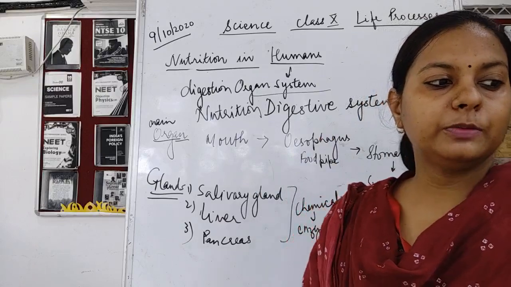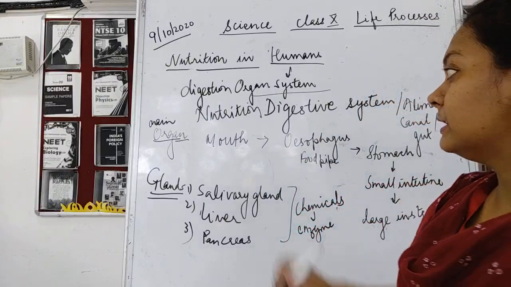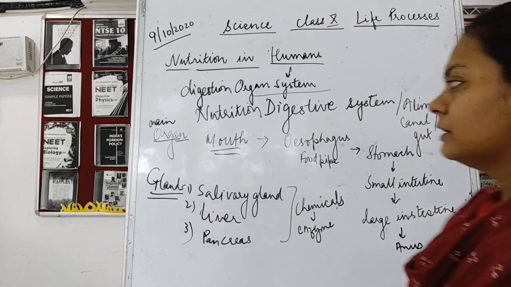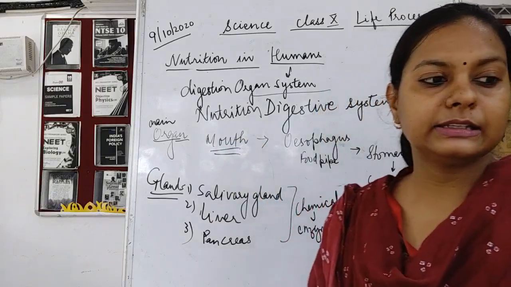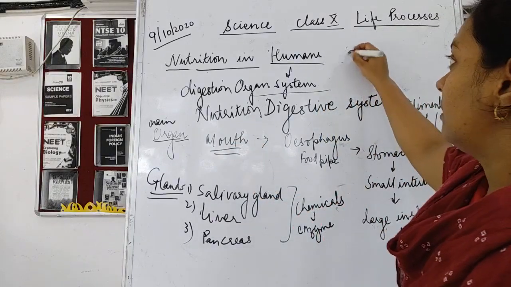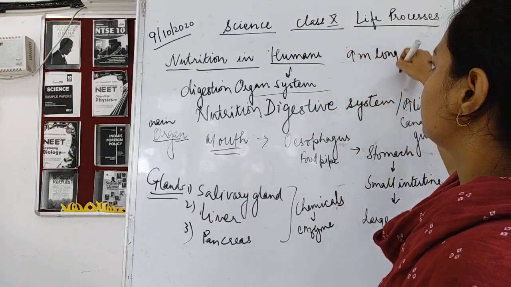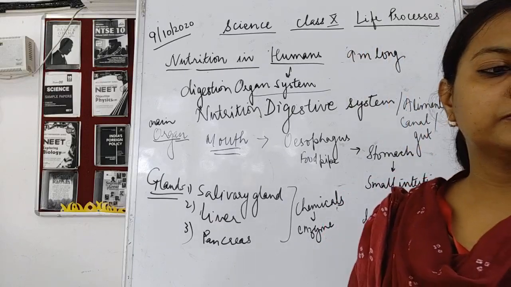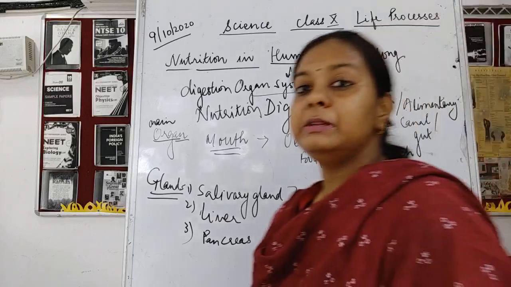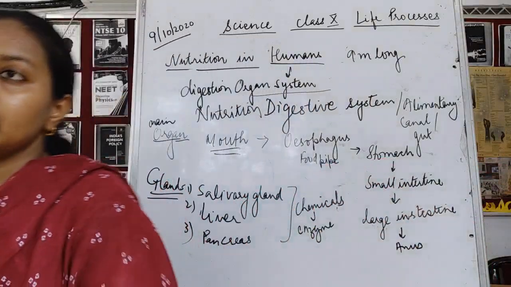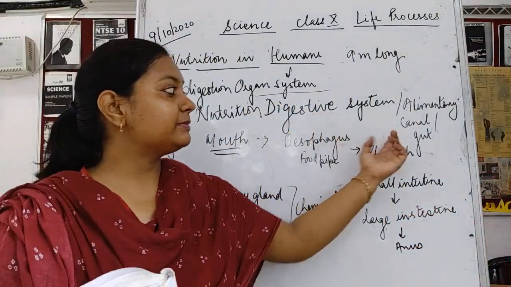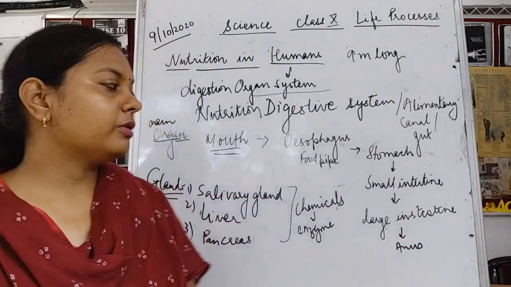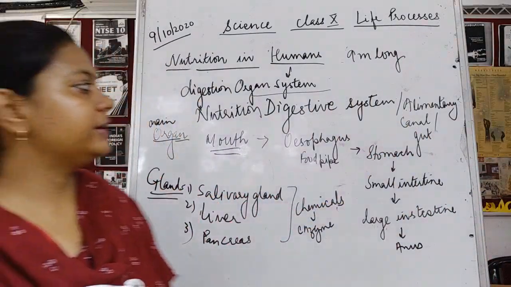Now the human alimentary canal runs from the mouth. It starts from the mouth and it ends in the anus. It is about 9 meters long. So this is the complete structure. It is a long, 9 meter long, tube-like structure. That is why its name is alimentary canal. Please remember the word canal. It means that it is a long tube-like structure.